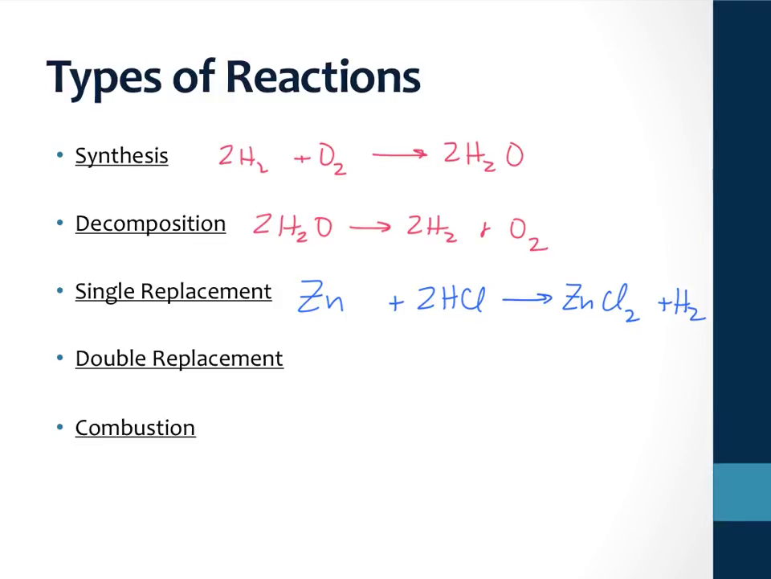Now double replacement right here. Here we have 2 different compound substances. We don't have any free elements. So instead, with double replacement, you think of it like 2 couples swapping partners. So example here, NaCl, AgNO3, they swapped partners. They swapped, and you'll see here, double replacement.